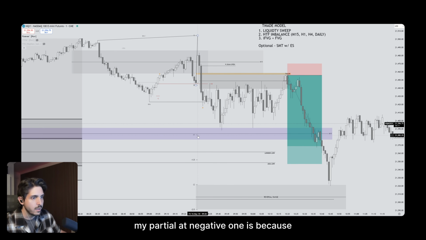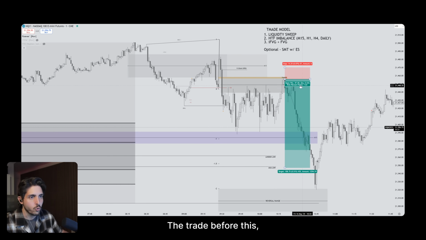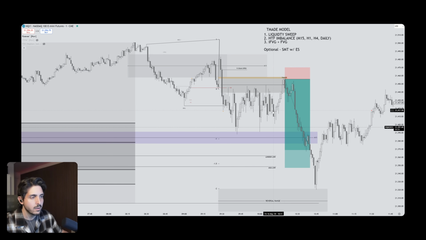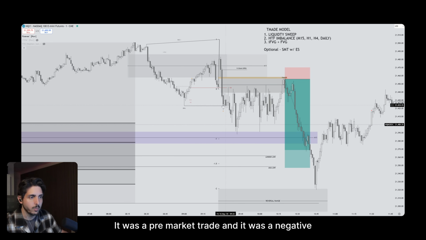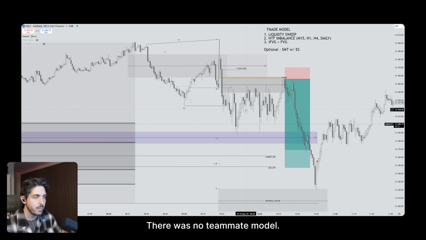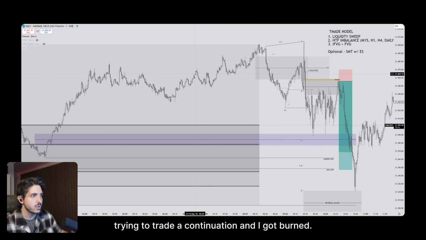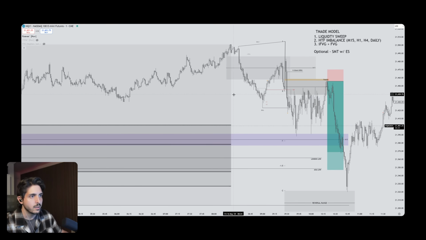The reason why I did not follow my rules and take my partial at -1 is because I was already down on the day. The trade before this was a negative trade. It was a pre-market trade and it was a negative trade. So I was already down, actually pretty significantly. I was upset about it because I didn't follow any of my rules on that trade. There was no TMade model. There was nothing that really made sense. It was just me trying to trade a continuation and I got burned.